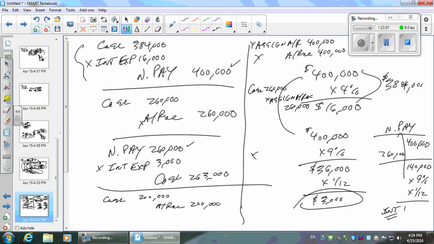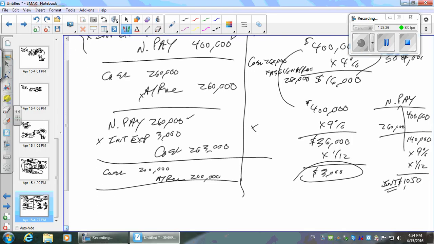$1,050. Yeah, that makes sense. Okay, 1,050. It's less than it was last time when it was 3,000 because we owed them less, right? Okay, so what will we do then? We will write them a check, won't we? And we'll get rid of the note payable. How much do I owe them? 140,000. So now I've gotten rid of the whole note payable between the 260 and the 140.